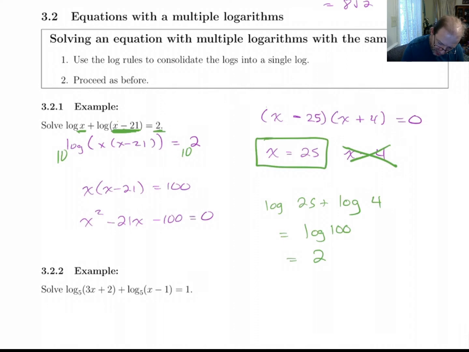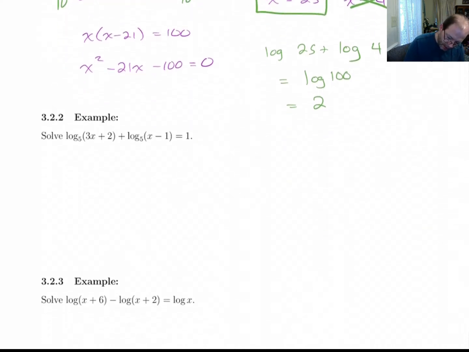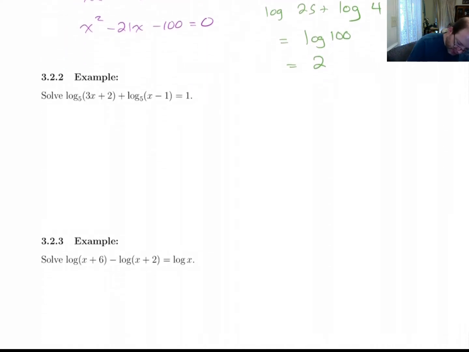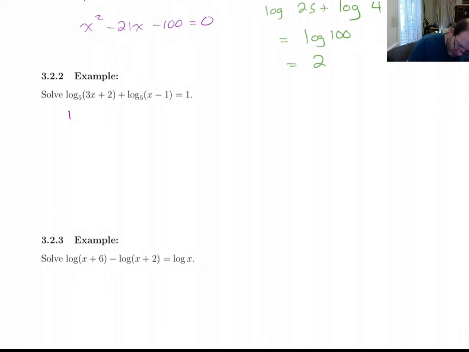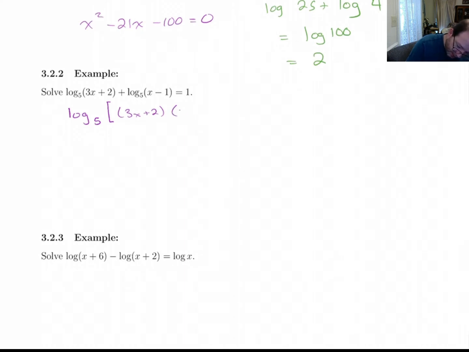All right, let's do another one. First thing we'll do here is put these logs together. This is going to be log base 5 of (3x plus 2) times (x minus 1) equals 1.